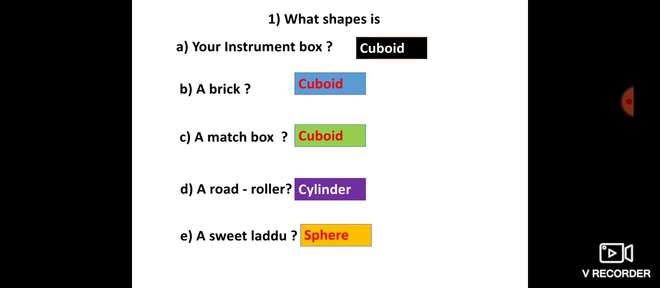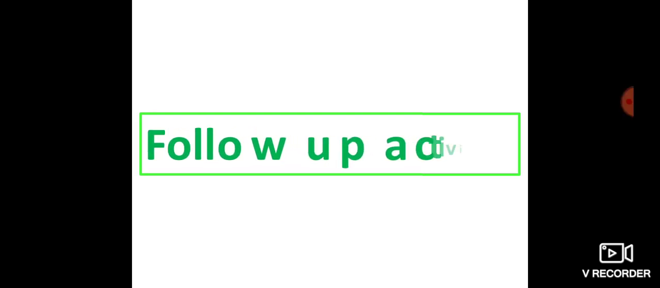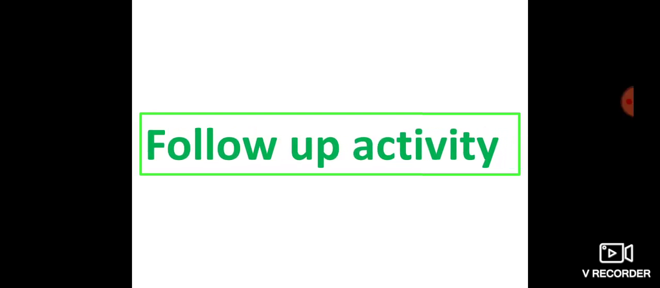Okay, children, these are about our three-dimensional shapes. You identify the shape and study well. Next, you have one follow-up activity. Question is, what is the sum of 2 times the greatest 4-digit number and the smallest 5-digit number? Once more listen, what is the sum of 2 times the greatest 4-digit number and the smallest 5-digit number? You add 2 times the greatest 4-digit number with the smallest 5-digit number.